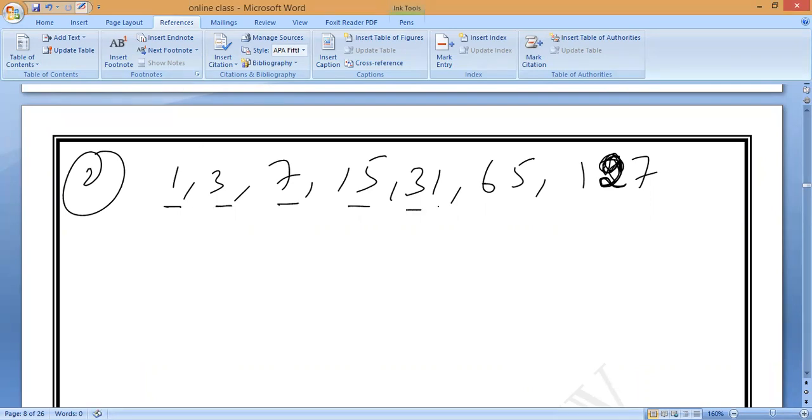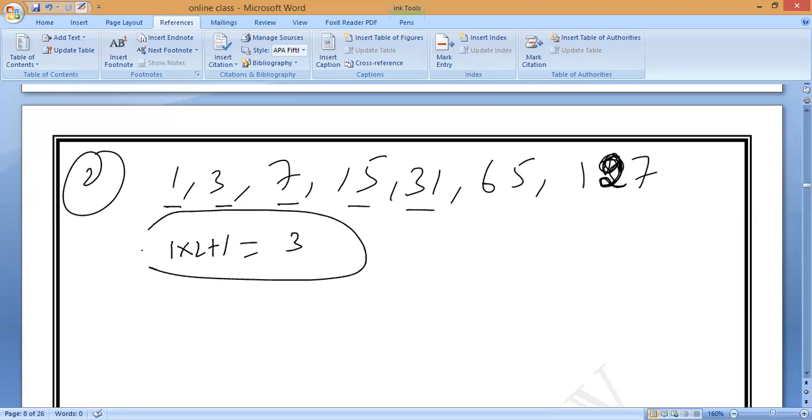You can see 1 into 2 plus 1. How much do you get? 3. Is it yes or no? In the same way, 3 into 2 plus 1 gives you 7. You follow that; that is the pattern behind. It is almost double, double plus 1. So 3 next becomes 7, means double plus 1. 7 becomes 15, means double plus 1.